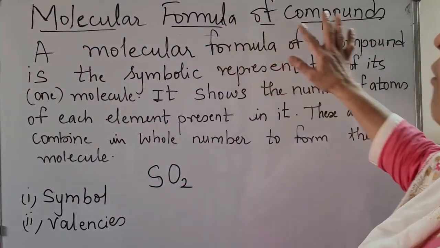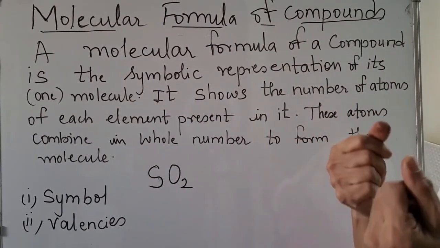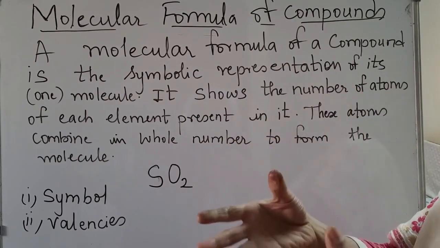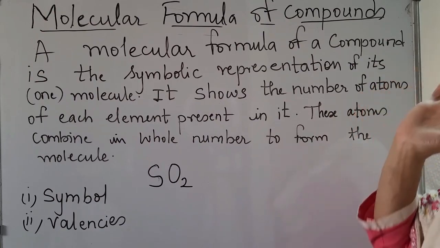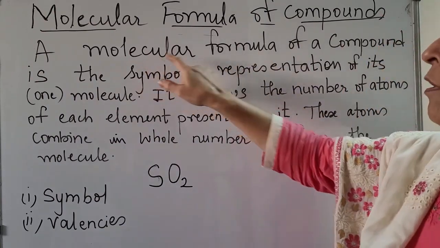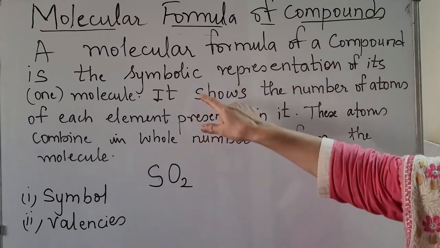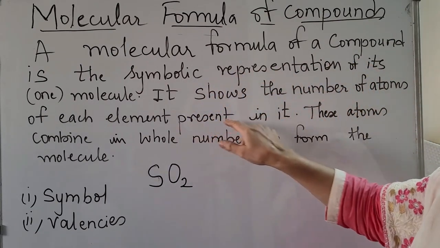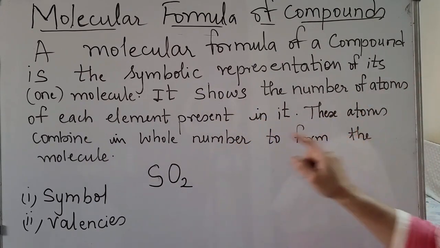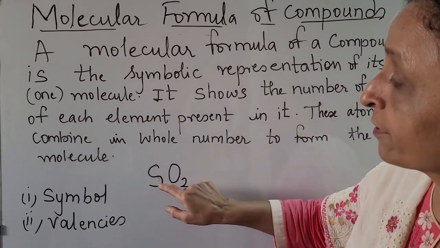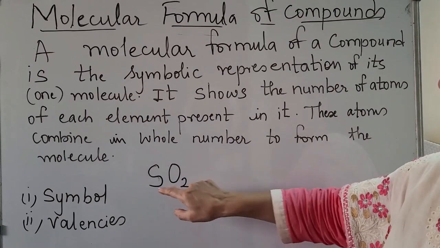Now the molecular formula of a compound. It is a symbolic representation of a molecule. It shows the types of atoms and how many atoms are present in that molecule. So a molecular formula of a compound is the symbolic representation of one molecule. It shows the number of atoms of each element present in it. These atoms combine in whole numbers to form the molecule. Example, sulfur dioxide: one atom of sulfur combines with two atoms of oxygen to form sulfur dioxide.